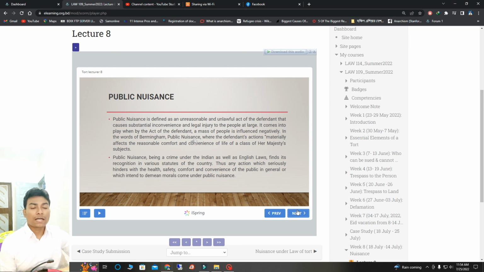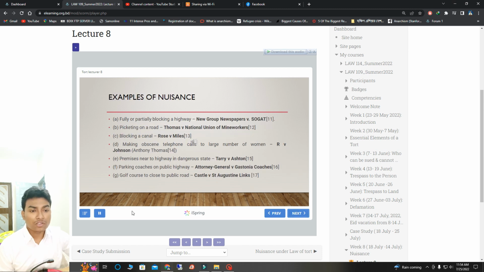Examples of nuisance. There are many examples of nuisance we can see around us. Some of the examples are fully or partially blocking a highway. Sometimes we see people block the highway for their own satisfaction. That is a kind of nuisance, and you can be prosecuted for this. Others include picketing on a road, blocking a canal, making obscene telephone calls to a large number of women, keeping premises near a highway in a dangerous state, parking coaches on a public highway, and a golf course too close to a public road.